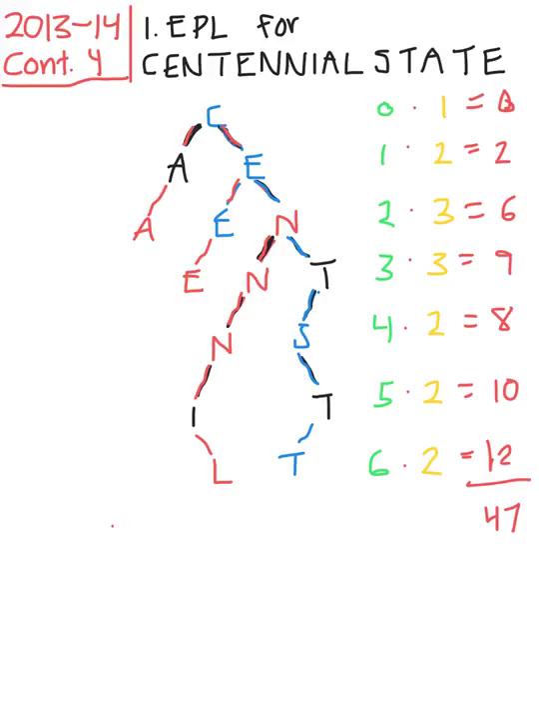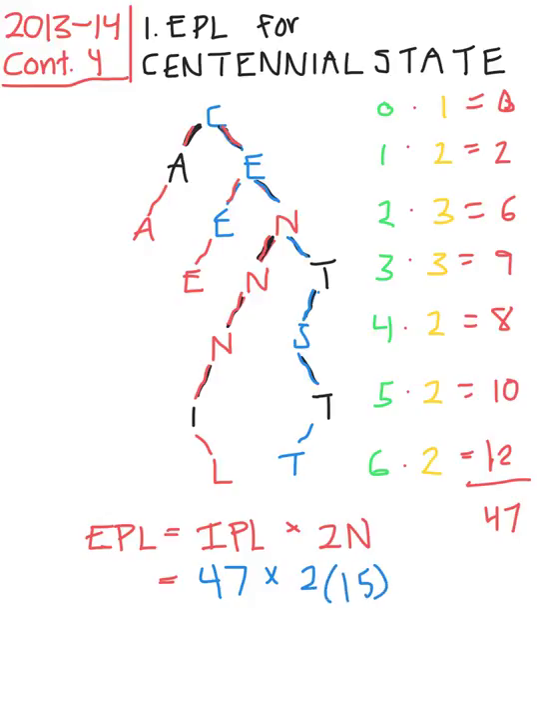So the external path length is the internal path length, which we just calculated, plus 2n, where n is the number of nodes. So we know the internal path length is 47, and we know the number of nodes is 15. So when we work out that algebra, we get that the final answer is 77, and that is the external path length.